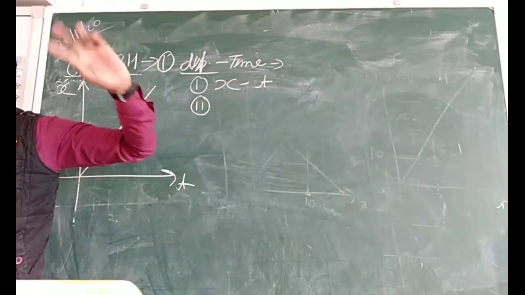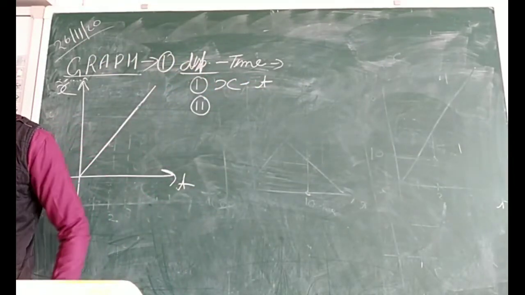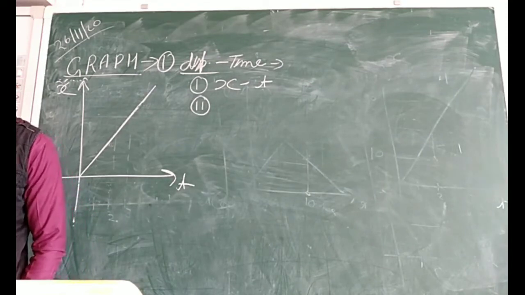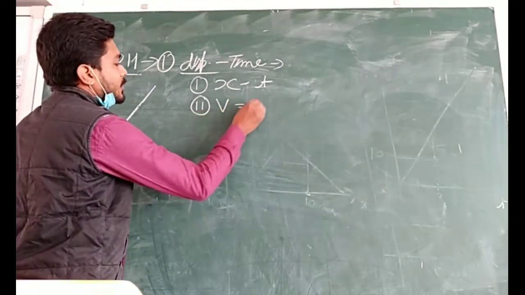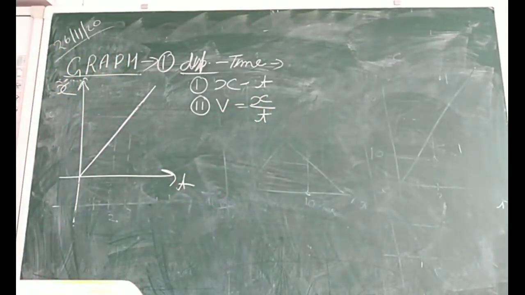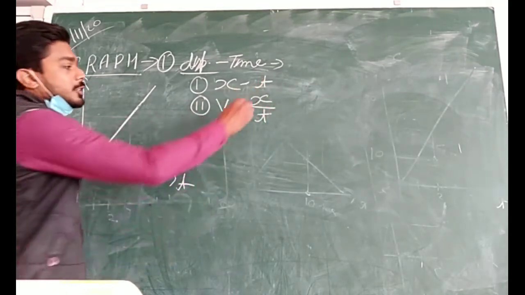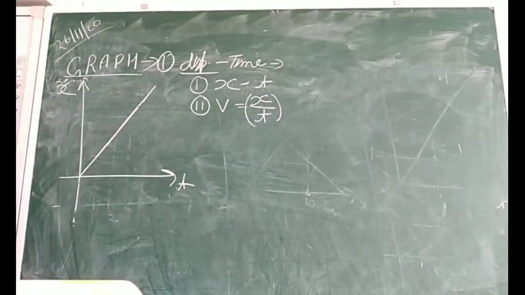Is there any relation between displacement and time? Yes. Velocity is equal to displacement upon time. You know? Yes, sir. Velocity is equal to displacement upon time. There is a relation, displacement upon time.